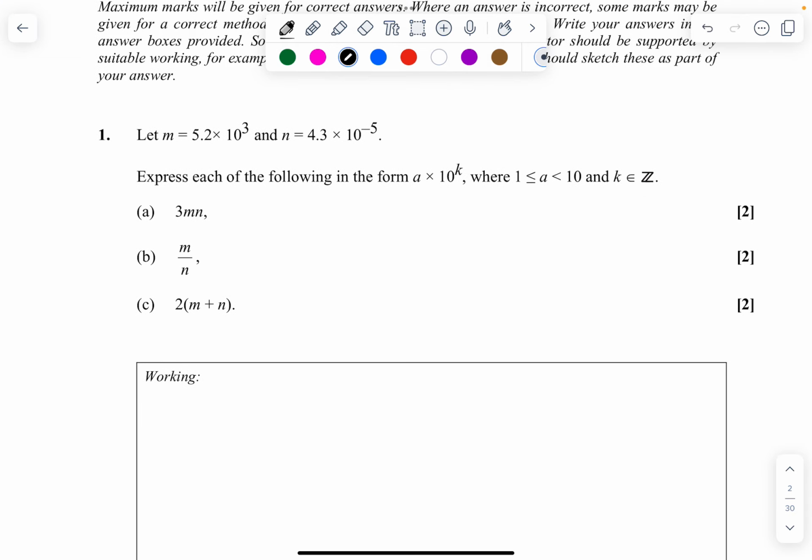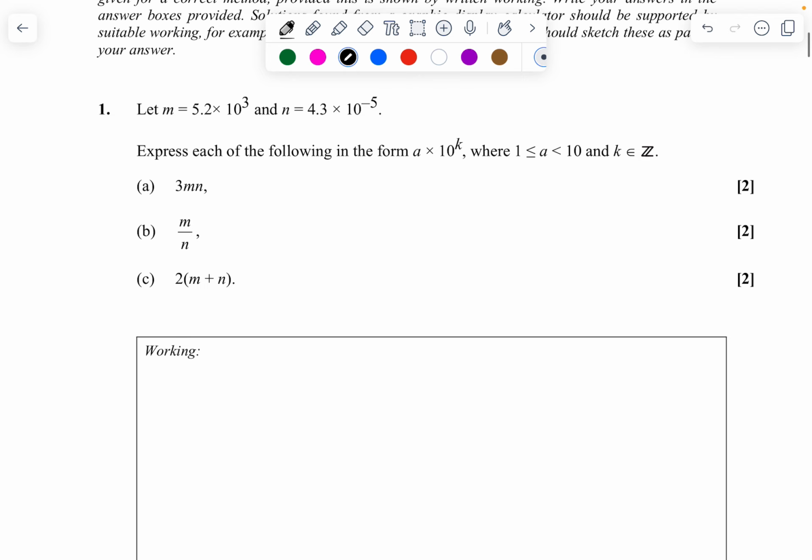Let's do the questions. The first question is asking about finding it out in the standard form. So 3mn, 3 times m. M is nothing but how much? 5.2 times 10 power 3 times n. N is 4.3 times 10 power negative 5. As such, calculator is allowed. So what we can do is use the calculator.